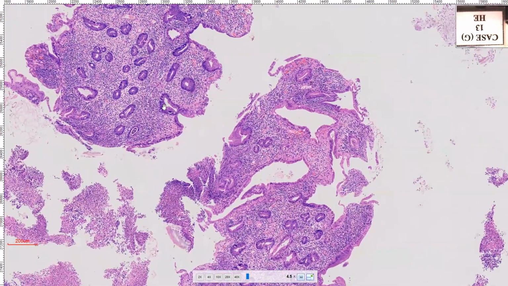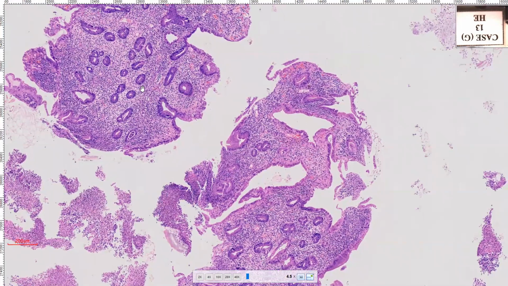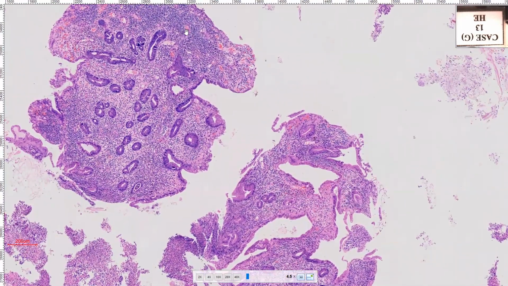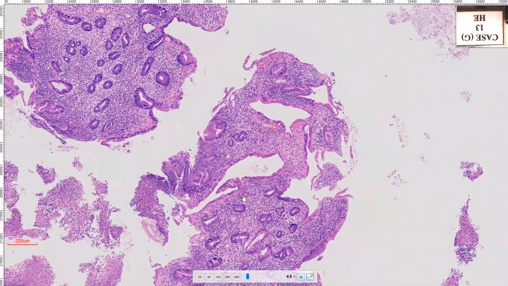The features of chronicity are going to be your crypt architecture. So how is the crypt architecture? Is it normal, or is it showing any significant distortion, or are there any areas of crypt loss? What we are seeing here is a significant loss of the crypts. Normally in a colon biopsy, the crypts will be stacked parallel to each other, or in a cross section they are very closely packed. But here we see that most of the lamina propria is expanded by inflammatory infiltrate, and there is a significant loss of crypts, and in many areas we do not see any crypt over there.